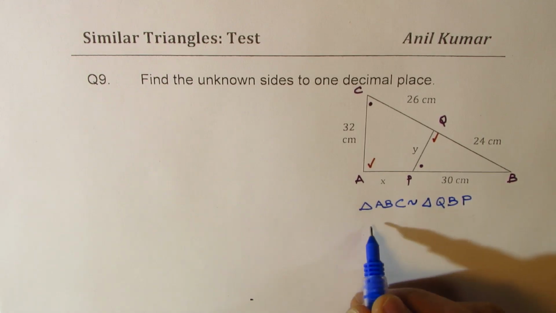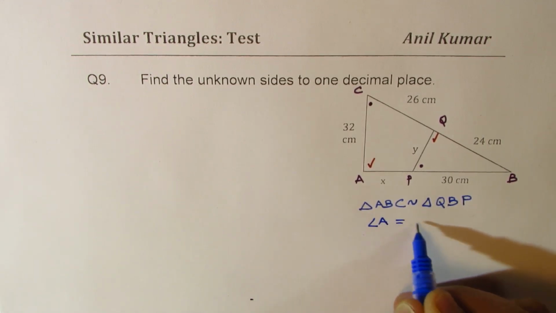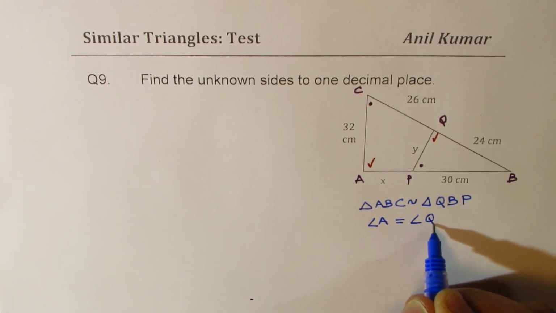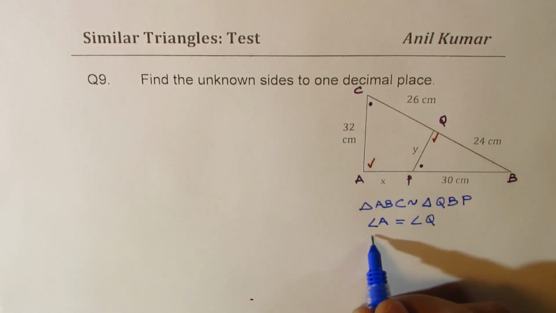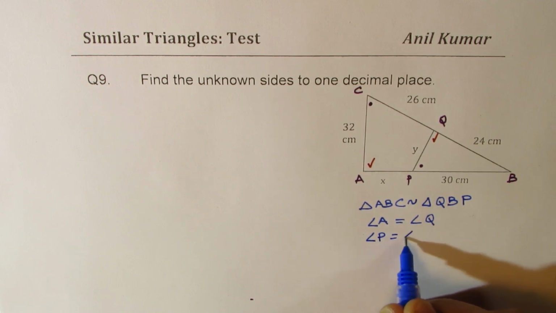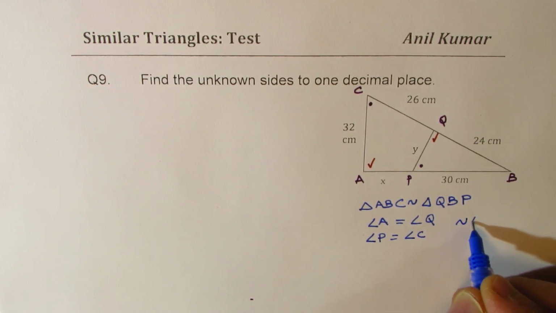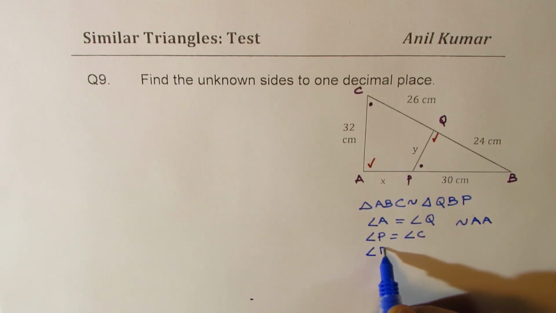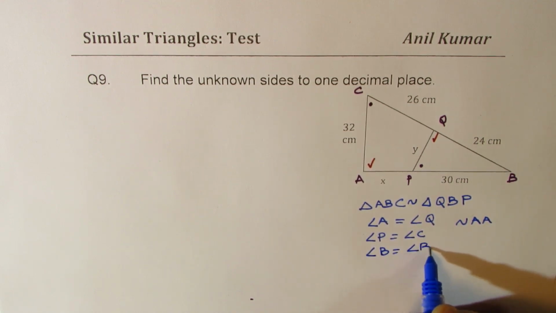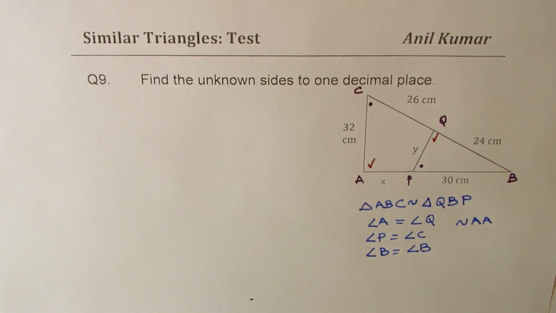Do you see that? Since we know that angle A is equal to angle Q, right? And we are also given that angle P is equal to angle C. So from the AA property, obviously the third angle has to be equal. In this case, the third angle is actually common, right? So definitely they are two similar triangles. When they are similar triangles, we should write the ratio of their corresponding sides.